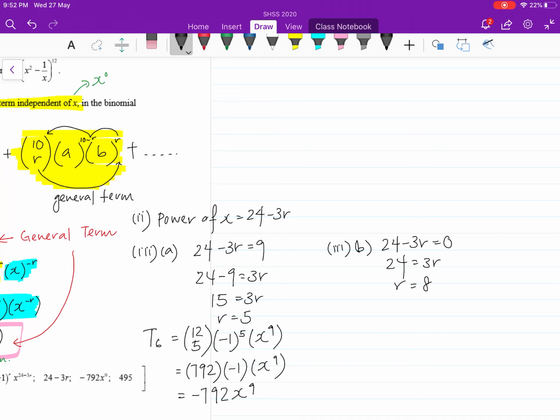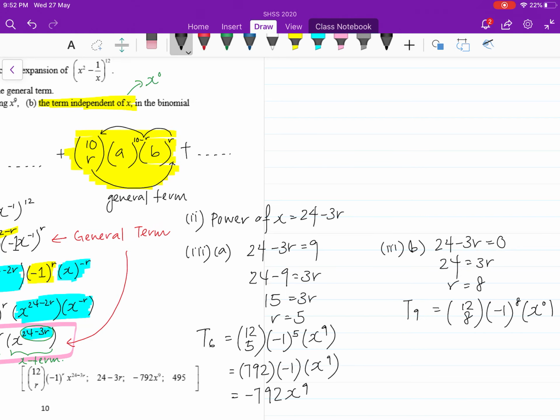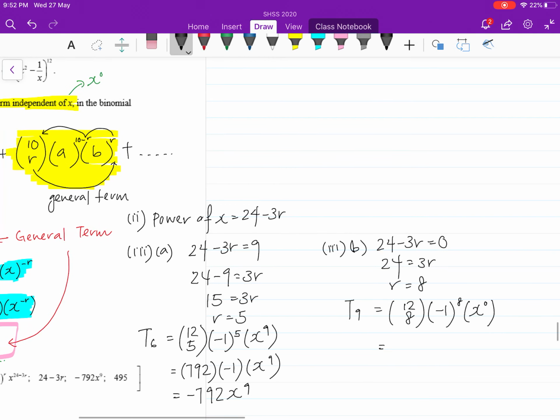So I'm going to substitute r equals to 8 inside, so it becomes T9 because r plus 1. So it's 12C8, minus 1 to the power of 8, x to the power of, if I sub in 8 inside, 24 minus 24 is 0. That's what I want, x to the power of 0, you see. If I press my calculator, 12C8, I get 495. 495 times minus 1 to the power of 8 is just 1, and this is x to the power of 0. X to the power of 0 is just 1, so the answer is just 495.